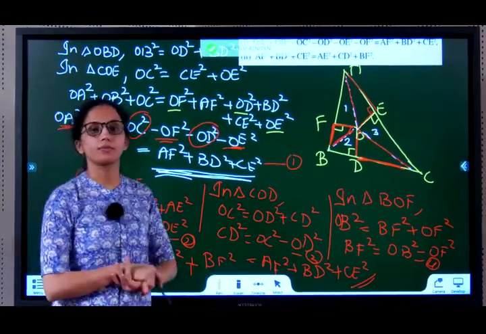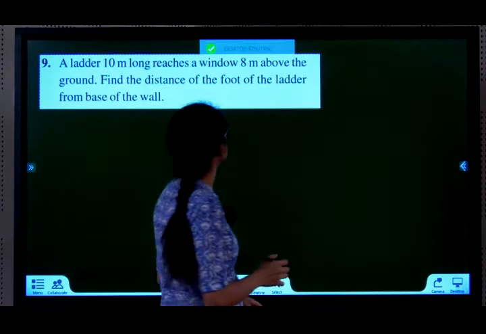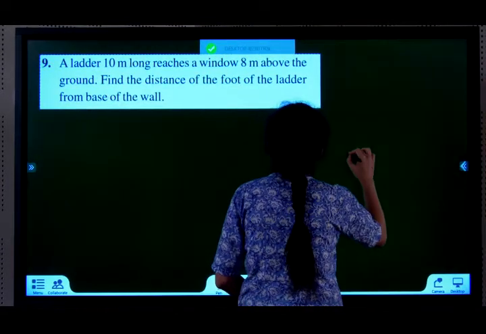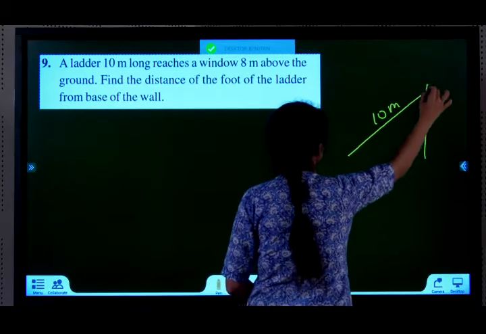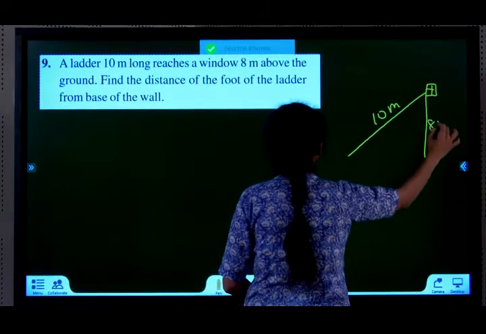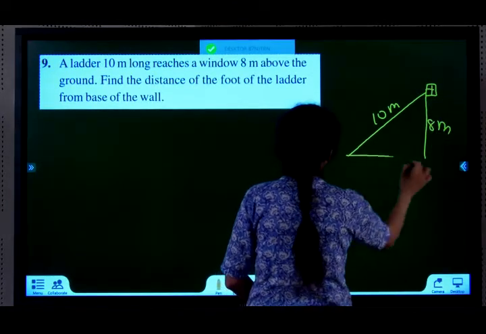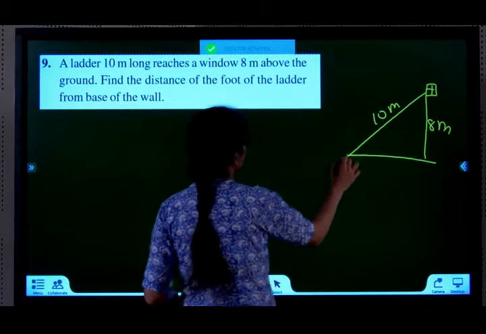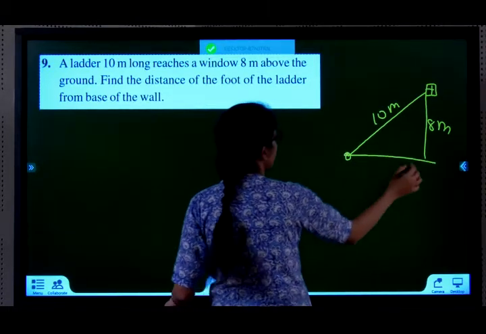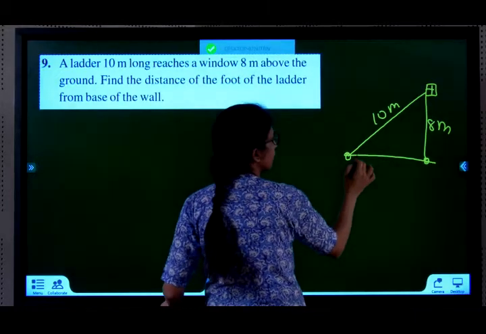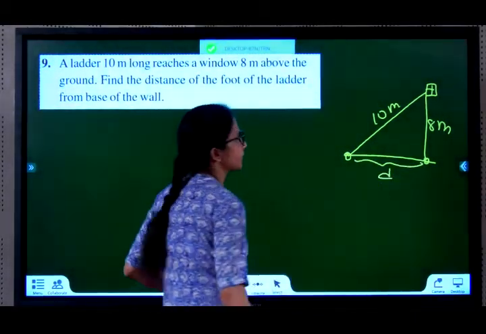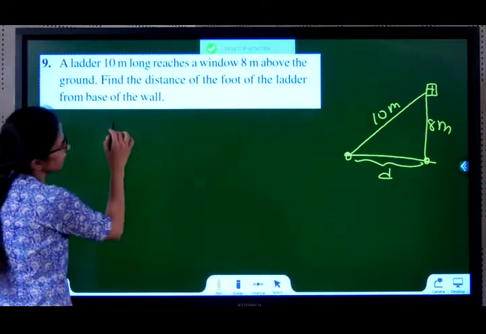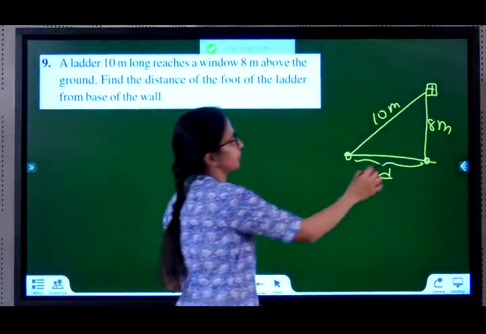Yes, hence proved. A ladder 10 meters long reaches a window 8 meters above the ground. So the ladder is 10 meters long. It reaches a window 8 meters above the ground. Find the distance of the foot of the ladder from the base of the wall. This is the base of the wall, this is the foot of the ladder. They are asking this. So just apply Pythagoras theorem because wall is perpendicular to the ground.